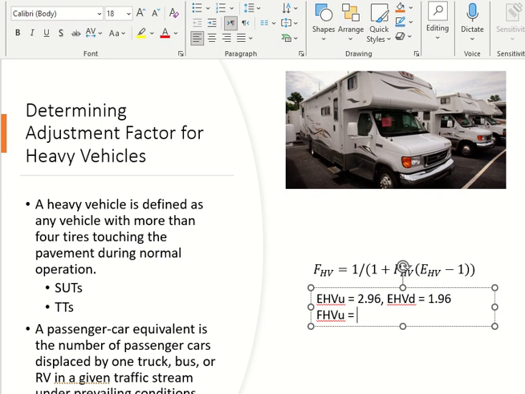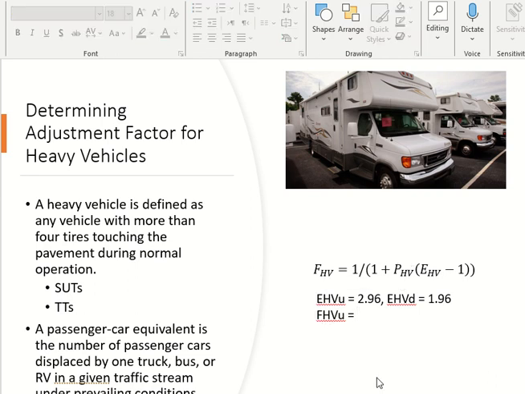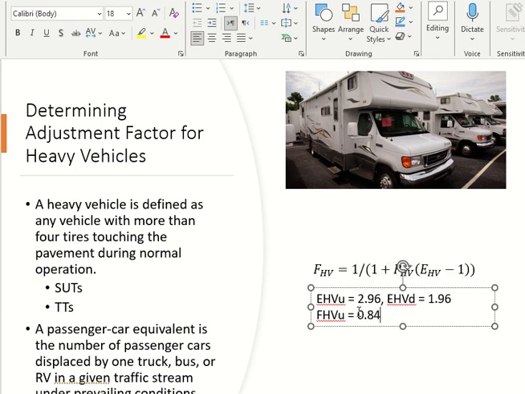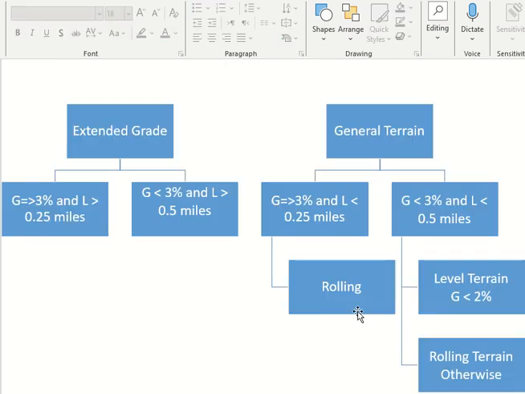FHV. 8, 3. And for down, okay. Then, since they are asking for level of service, I am doing operational analysis. Operational analysis means find out VP.